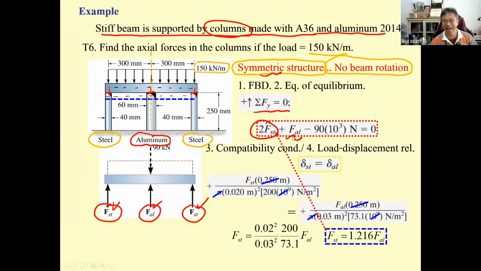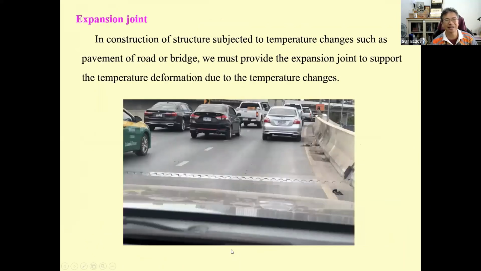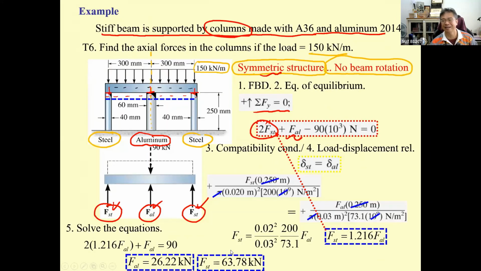You may get the relationship that the force in the steel equals 1.216 times the force in the aluminum, and then you plug it in over here. You will get the solution: the force in aluminum is going to take 26.22 percent of the 150 kilonewton, and the force in the steel is like this. Okay, I just give you this one because I'd like you to have an idea of the type of problem, and that's why we modify the problem.